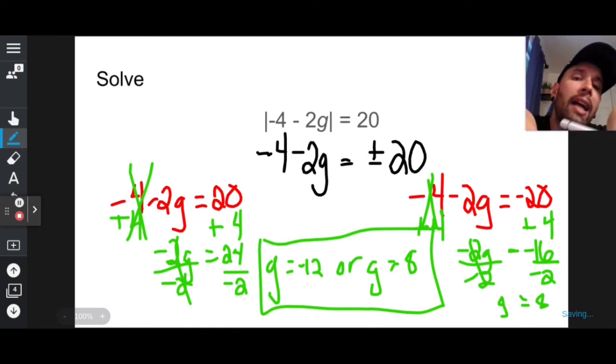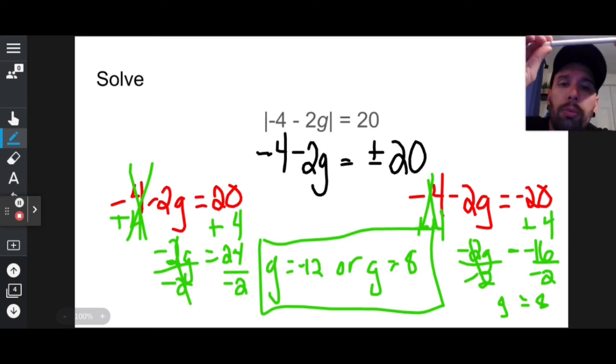So if I were to plug negative 12 into this original equation, multiply by negative 2, take away 4, and then take the absolute value, I'd get 20. If I were to plug in 8, multiply by negative 2, subtract 4, the absolute value of that, I also get 20.